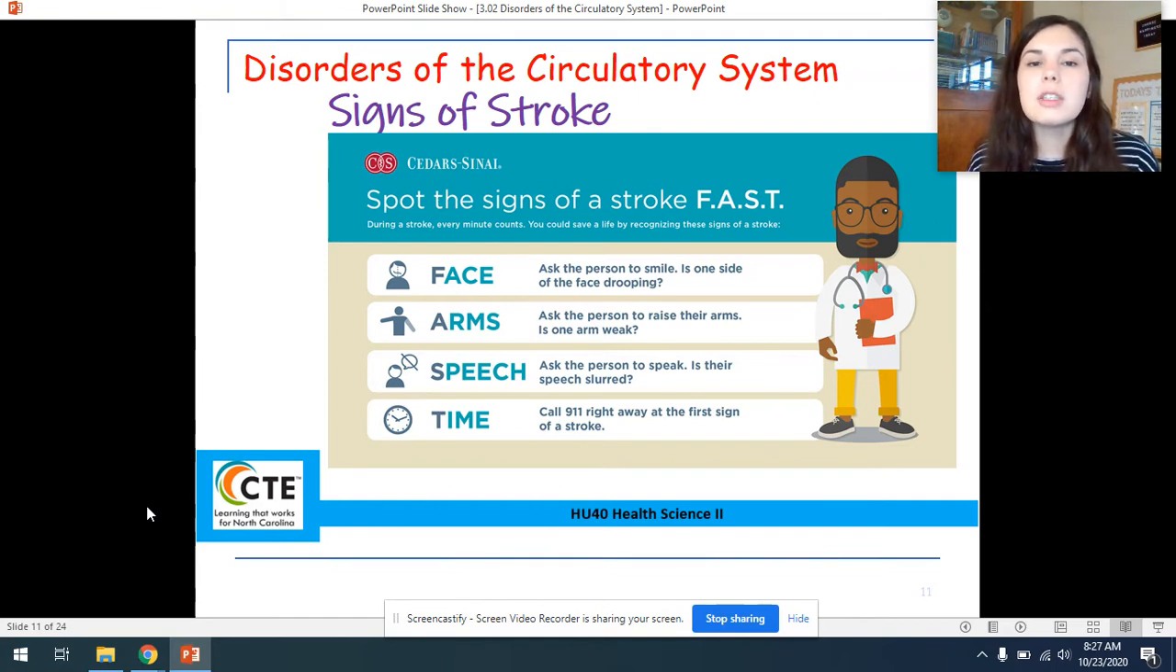You ask the person to say a very simple sentence like "the sky is blue," and you listen to hear if they have any slurring or if it's difficult for them. And then T is for time. This is important to remember because when dealing with someone with a stroke, you need to call 911 right away, because the sooner a person who's experiencing a stroke receives medical attention, the better the outcome is going to be, and the more likely they'll be able to recover.